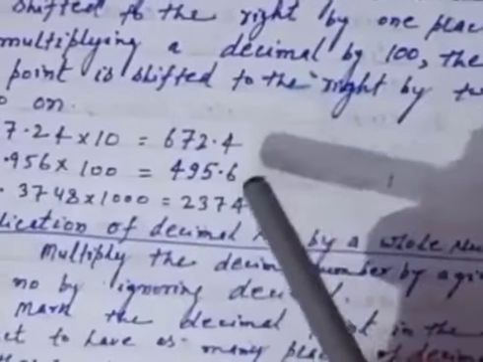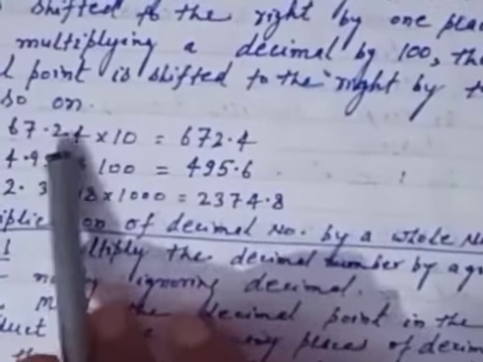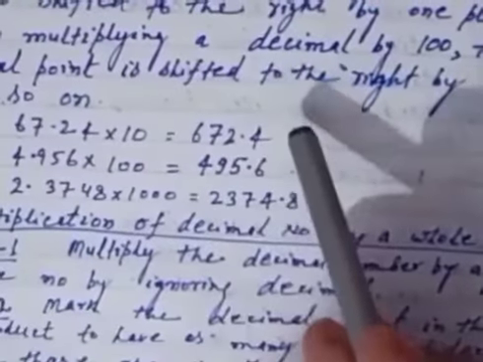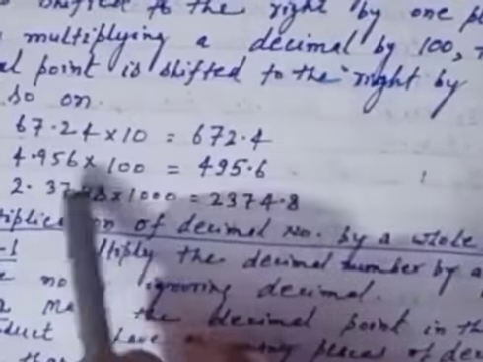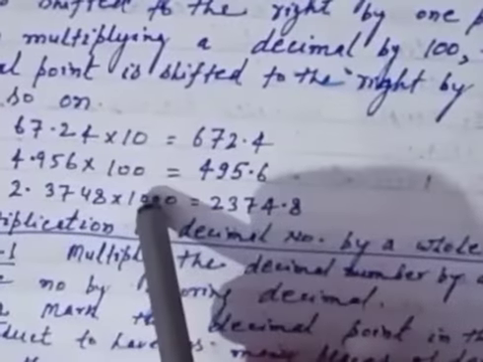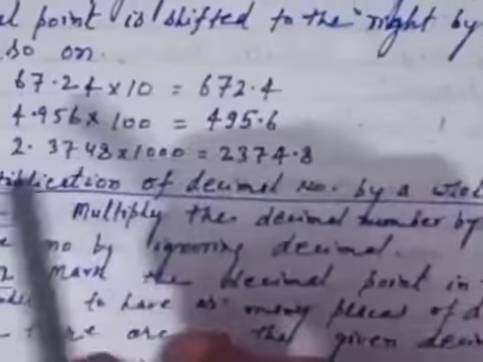67.24 into 10. यहाँ पे आप देखो 10 से मल्टीप्लाई किया जा रहा है तो ये 1 डिजिट मतलब राइट शिफ्ट हो रहा है. 100 से मल्टीप्लाई करने पे 2 डिजिट राइट शिफ्ट होगा. 1000 से मल्टीप्लाई करने पे 3 डिजिट राइट शिफ्ट होगा एंड सो ऑन.